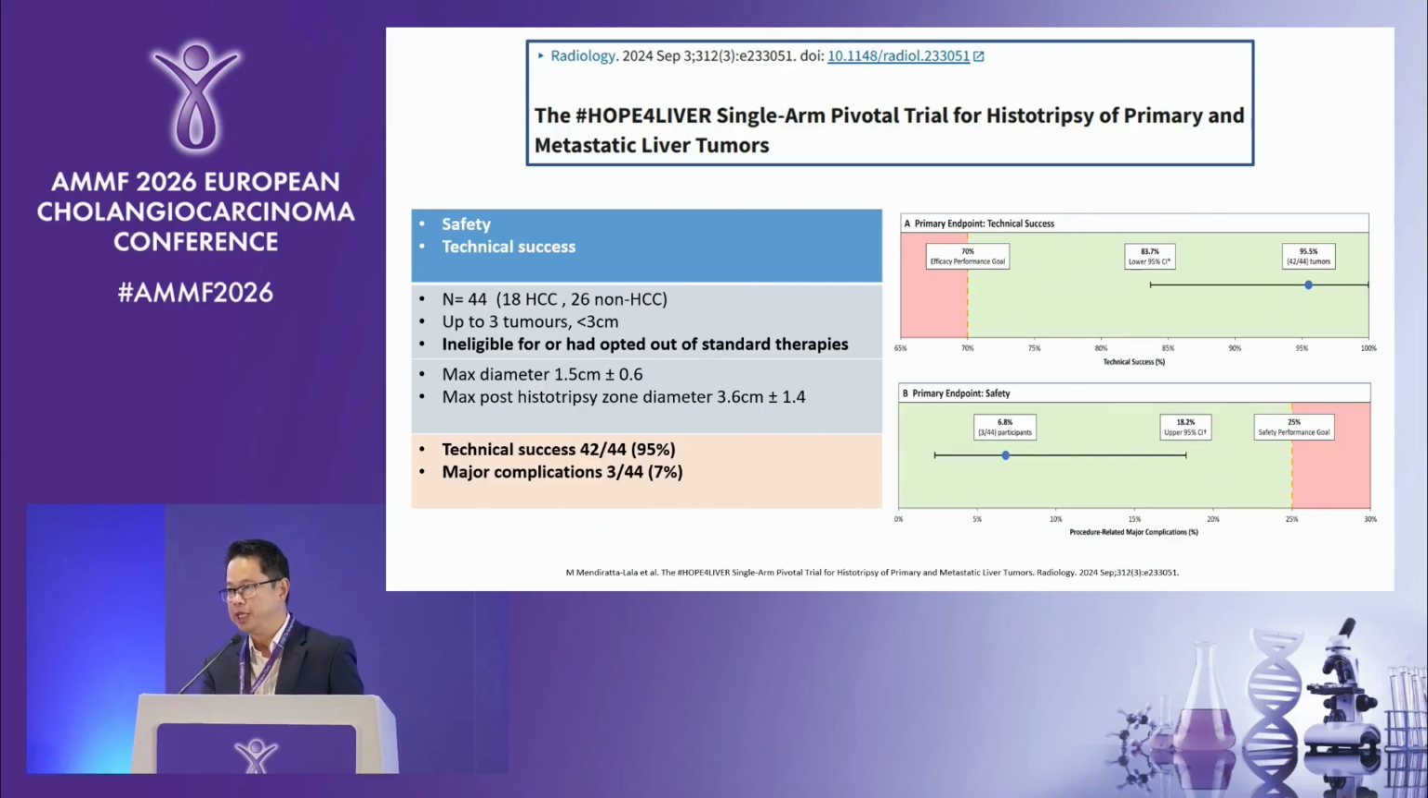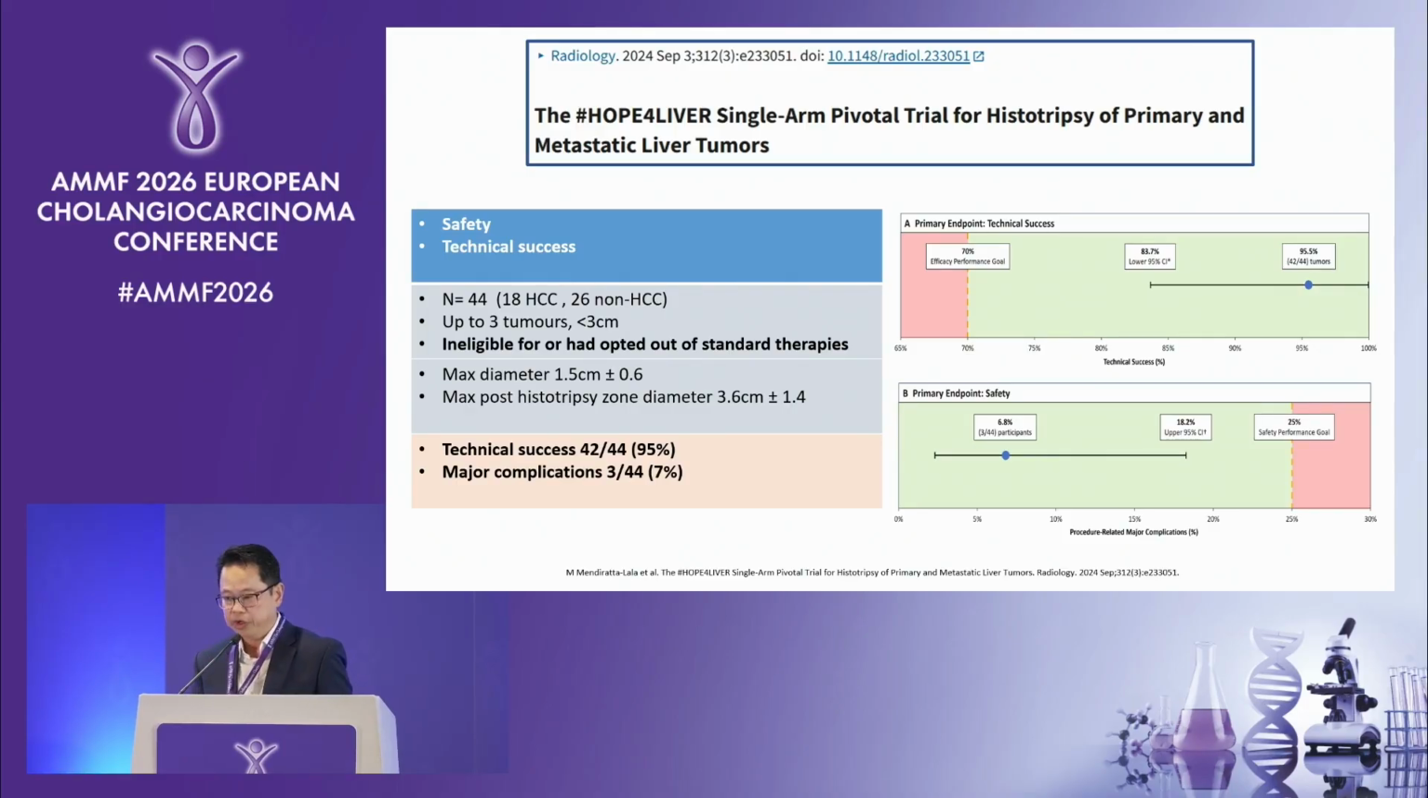The pivotal trial is the HOPE4LIVER trial conducted between the USA and Europe, incorporating 44 patients, again to assess safety and technical success. The criteria were up to 3 tumors, each less than 3 centimeters, and all the patients were ineligible for, or opted out of, conventional therapies. They treated smaller lesions, but obviously had a bigger treatment zone, and they set certain criteria in terms of endpoints for technical success and safety evaluation, and all of those were achieved.